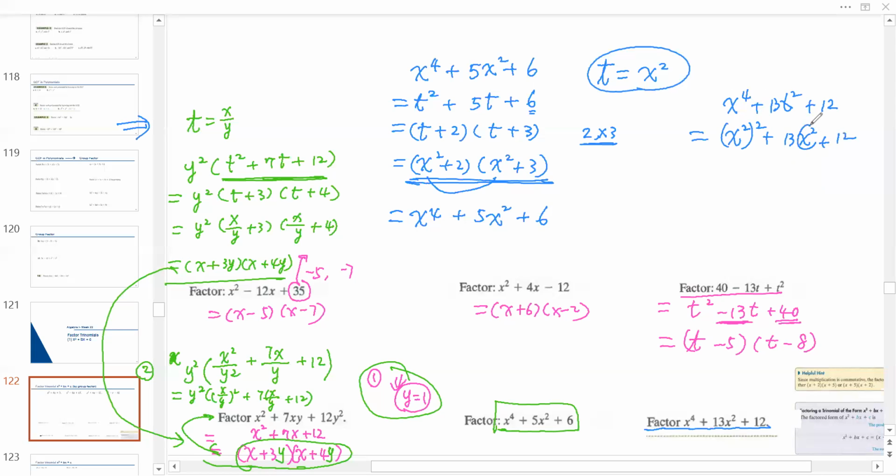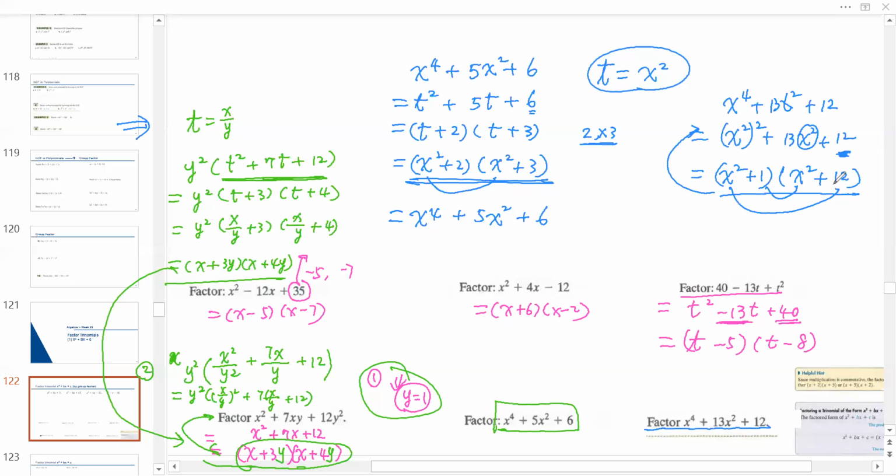Consider like this. This is considered one term, right? Consider one level. So 12 can be factored into what? 12 times 1. And the sum of these two gets 13, right? So you can break it down as x squared plus 1, x squared plus 12. Let's double check it. X power 4, 12x squared and x squared, so we get 13x squared, right? And plus 12.